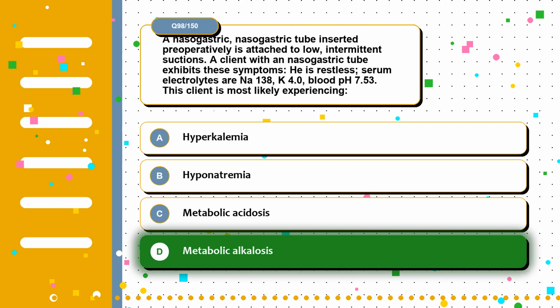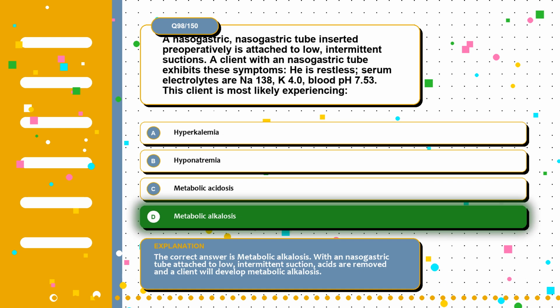The correct answer is option D, metabolic alkalosis. With a nasogastric tube attached to low, intermittent suction, acids are removed and a client will develop metabolic alkalosis.